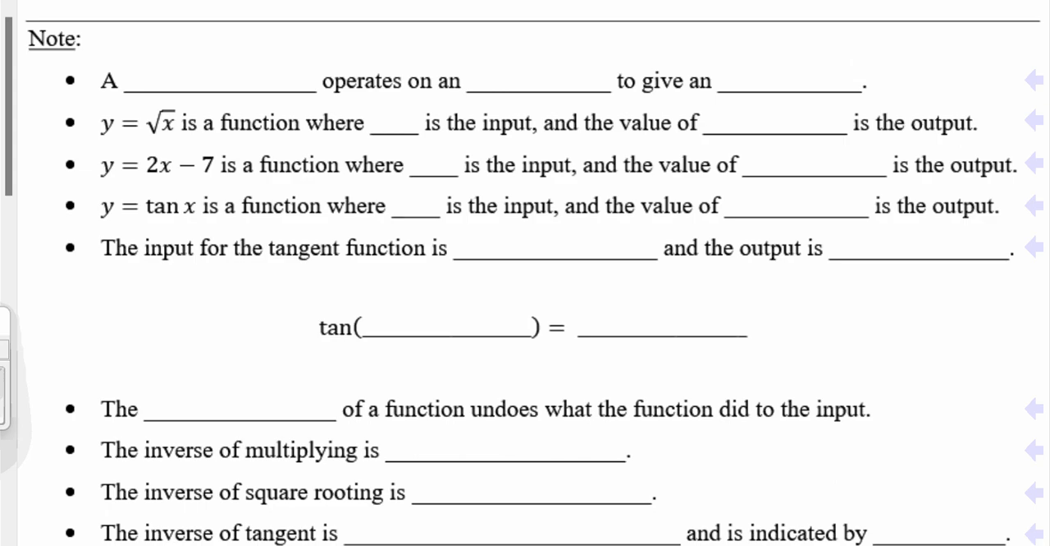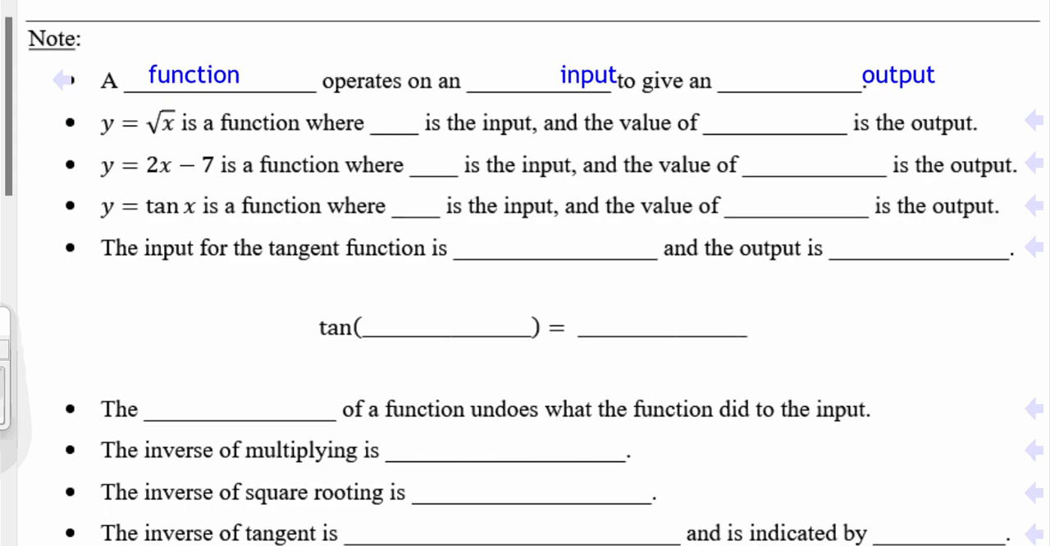here we want to fill in a few things in your notes. So have your pencil ready. A function operates on an input to give an output. And sorry, the alignment's out of whack because Smart Notebook updated their software and I haven't updated my notes. Need to fix that. Okay, so a function operates on some input and it's going to give me some output.